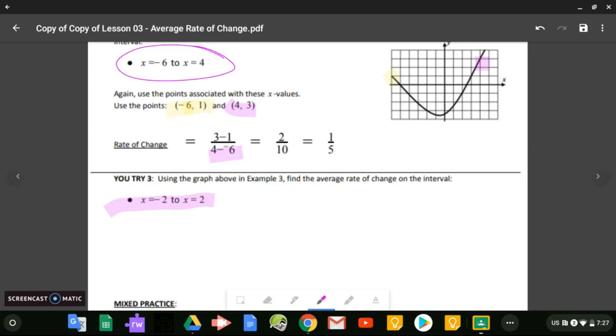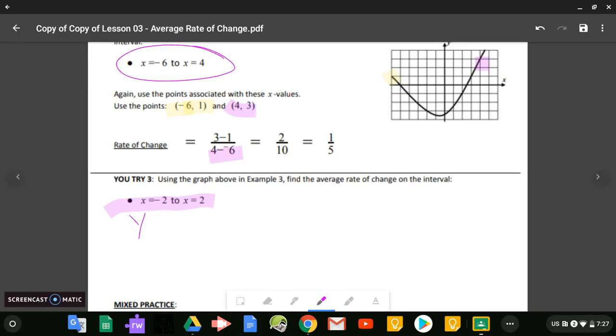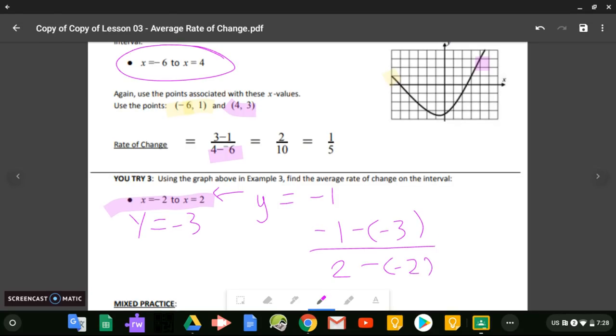Okay, at this point, you've tried it and you're ready to go over the answer. So when x is negative 2, if you look it up on the graph, you're going to see that y is negative 3. Here, when x is positive 2, you're going to see that your y value is negative 1. So I'm going to take the difference in my y's, be really picky with your signs, and I'm going to take the difference in my x's. So here, if I use negative 1 first, I'm going to use positive 2 first also.